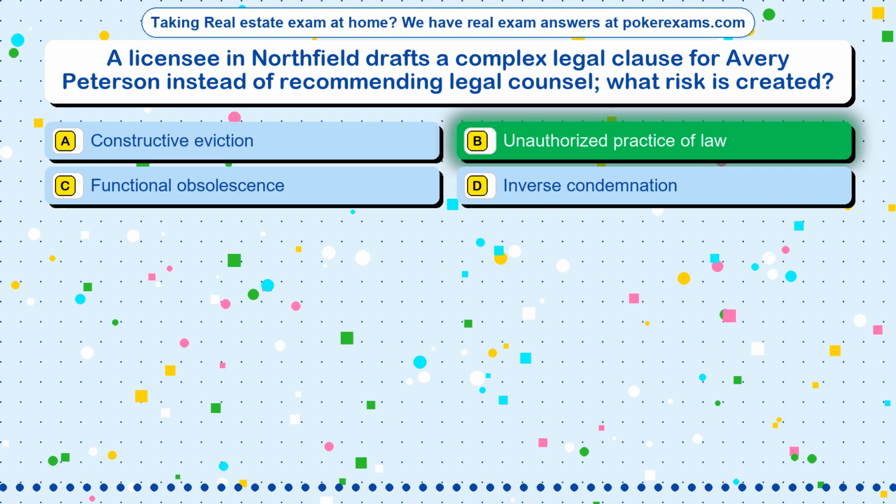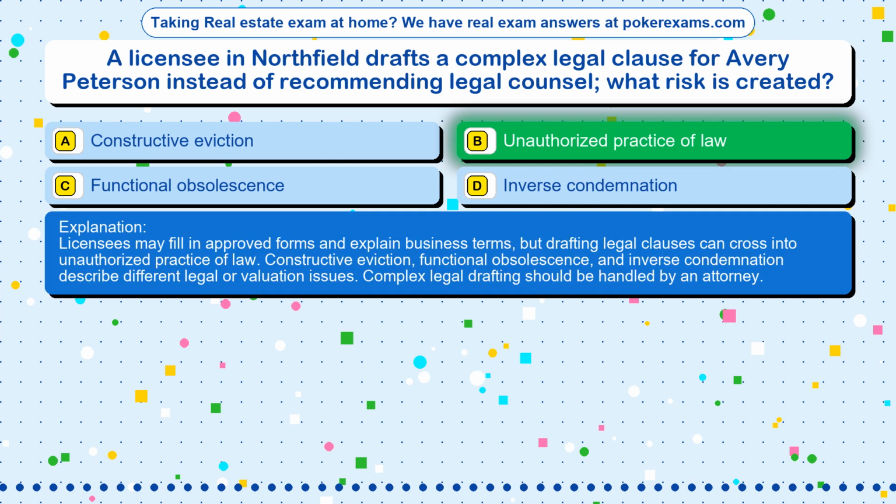The correct answer is option B, unauthorized practice of law. Licensees may fill in approved forms and explain business terms, but drafting legal clauses can cross into unauthorized practice of law. Constructive eviction, functional obsolescence, and inverse condemnation describe different legal or valuation issues. Complex legal drafting should be handled by an attorney.